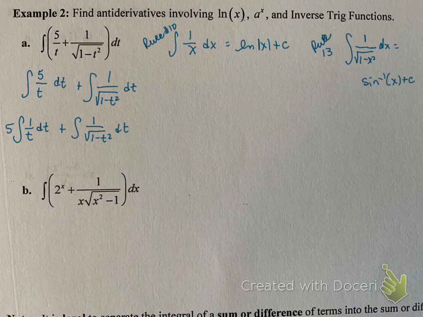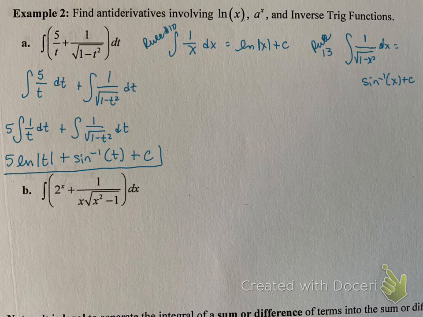So the first one, we have 5 times the integration of 1 over t dt. So I'm going to write this up as 5 times ln of t. And then I'm going to integrate the second piece, which is the integration of 1 over the square root of 1 minus t squared. So I know that equals the inverse sine of t. And then I have to tack on the plus c to my answer. Okay, so that's A, and that's using different rules that we haven't seen yet.